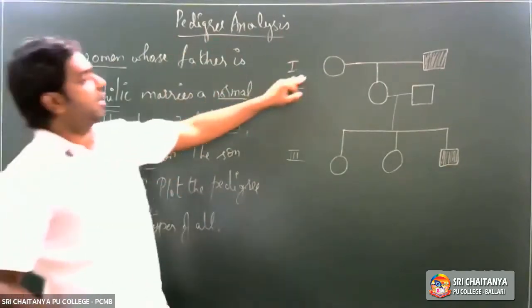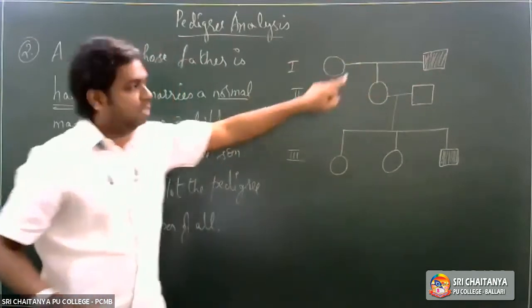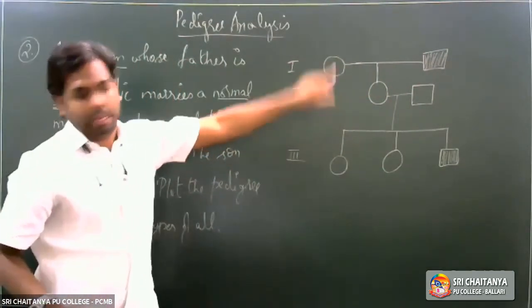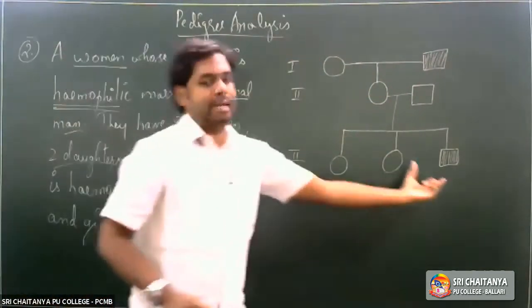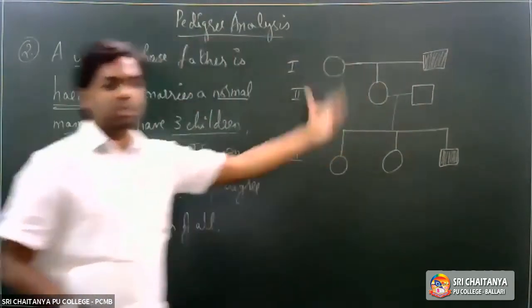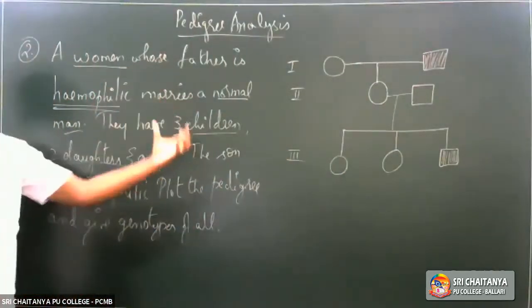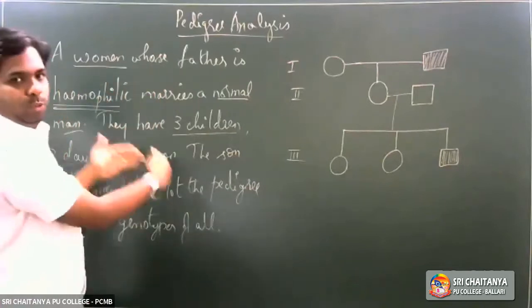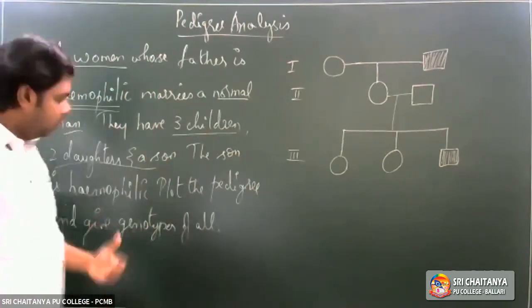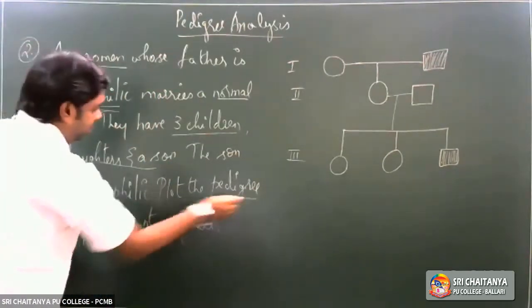So in the first generation, the father is affected. Second generation, daughter is not affected. In the third generation, again, the grandson is affected, right? So this is how we start plotting the pedigree chart for this sort of question. Now, what else they have given? So we have done with plotting the pedigree chart.